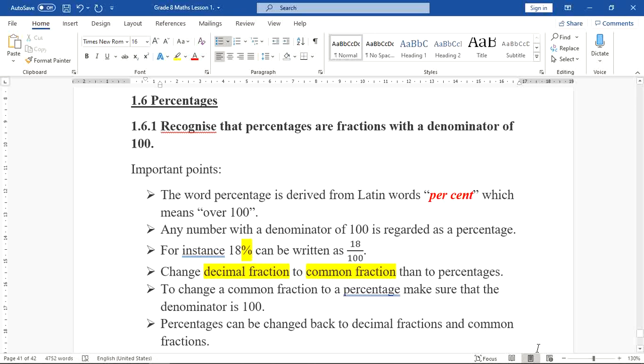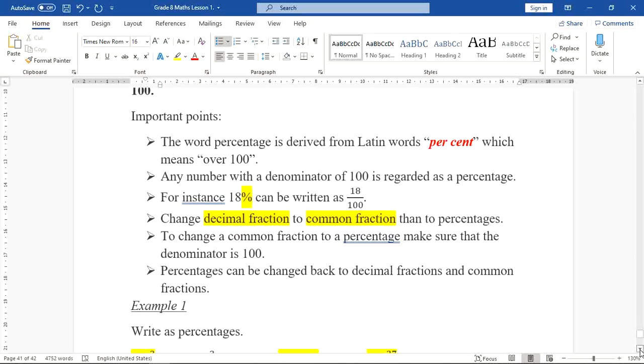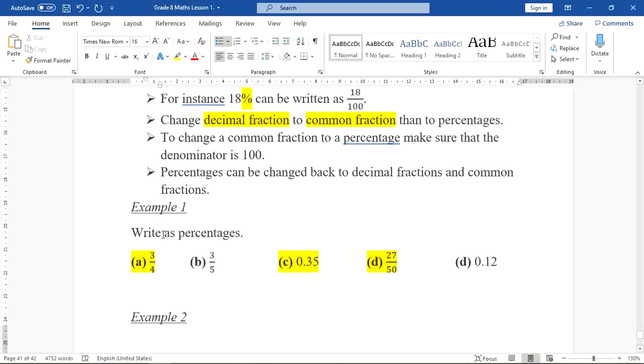Let us look at example number 1 here. I will do part A, part C, and part D. Part B and part D will be your practice questions. Please take a picture and share it with me on WhatsApp. So we have 3 over 4, and we want to write this as a percentage.